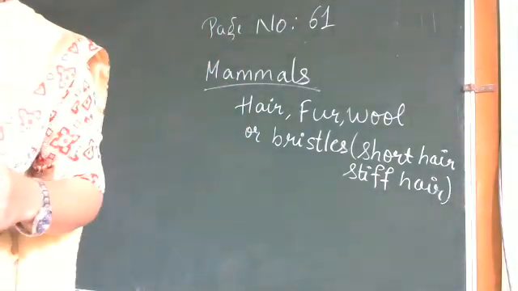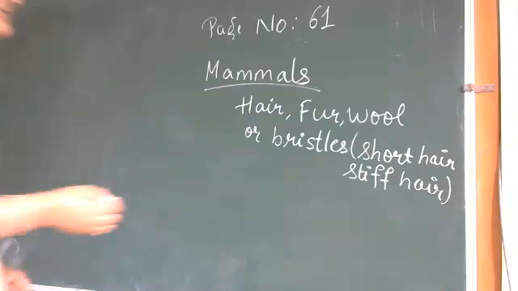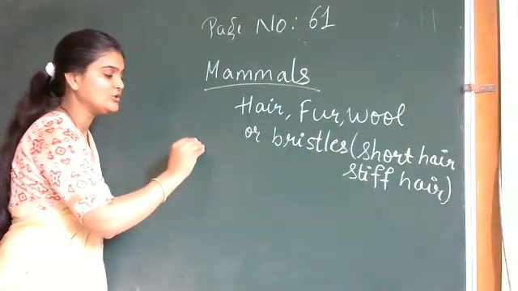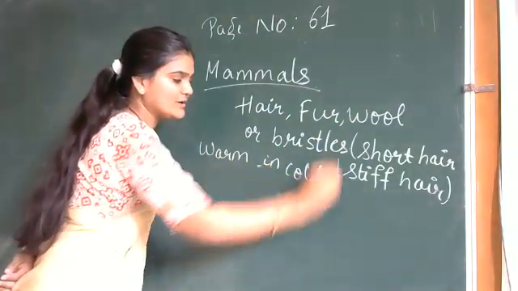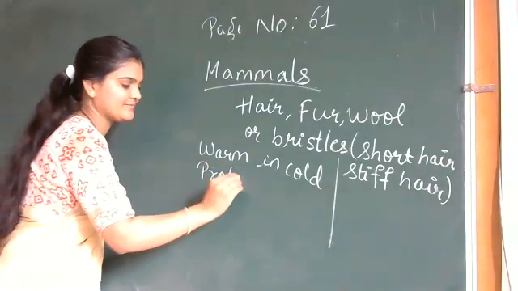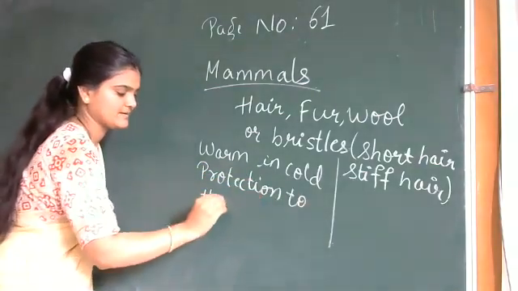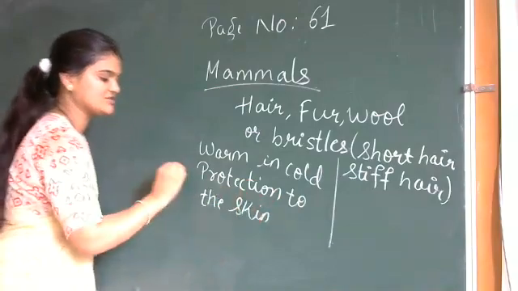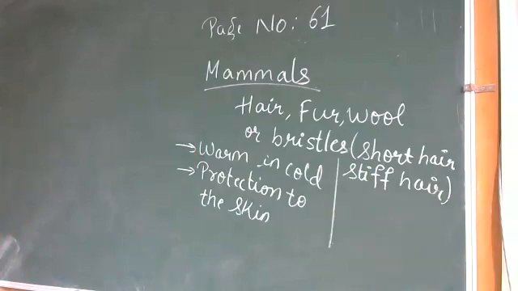Okay, so the body is covered with hair, wool or bristles. These body coverings help the animals to keep warm in cold climate. Yes, how is this hair helpful to keep warm in cold? And it also gives protection to the skin. Do you agree with this? Protection to the skin, and it helps to keep the body warm in cold climate. Okay?